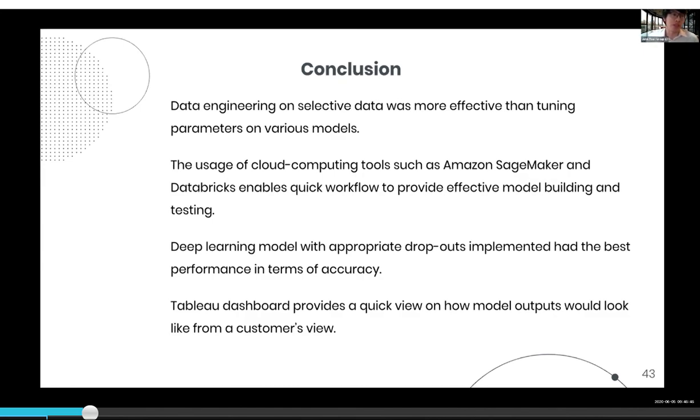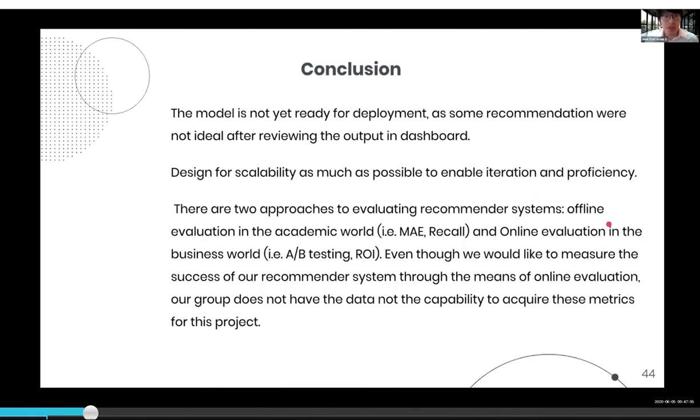What we realized is we tried various models with various inputs, but it wasn't as effective as inserting dropouts. We realized that having fewer features, in some cases, actually makes the model more accurate, with less noise.